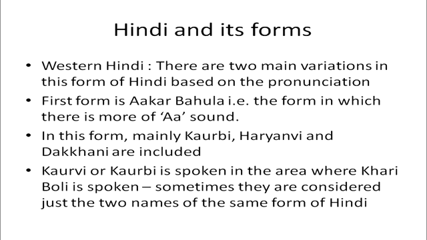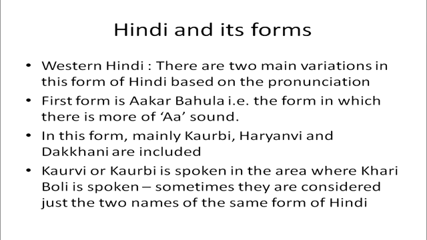Now, there are two main variations in this form of Hindi based on the pronunciation. These are some uses of vowels while speaking and that makes a distinction. The first form is Akar Bahul, where A is used mostly. This form is mainly Korvi, Haryanvi and Dakkani. Pay attention here that Korvi can alternatively be called Korbi, Va and Ba can interchange. Korvi and Korbi is spoken in the area where Khadi Boli is spoken, mostly in western Uttar Pradesh, nearby regions of Haryana and such other places, basically Delhi, Meerut, Agra region and nearby places.